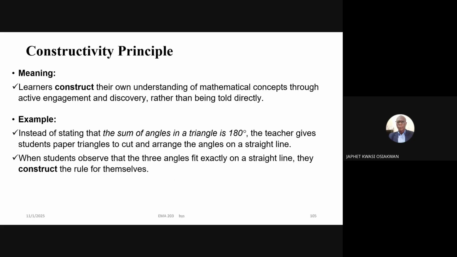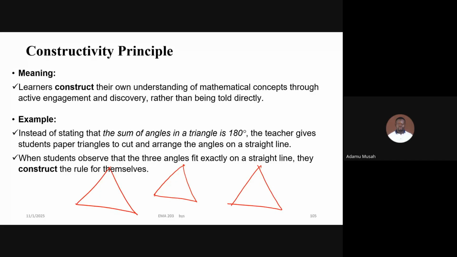Instead of drawing, they should do what? They should cut out the papers. They should cut out the triangles from papers, from materials. So they cut out their own triangles, different sizes of triangles. They cut it out, not drawing. So they cut out different triangles.